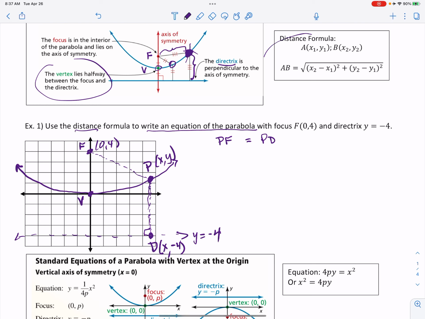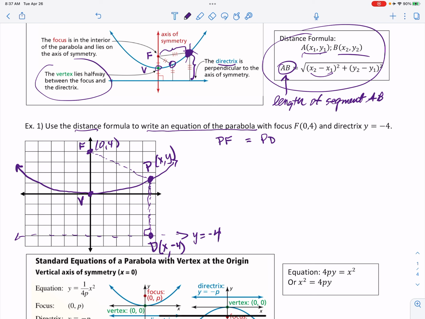Up here we've reviewed the distance formula. When you have two capital letters together without a segment symbol, that represents the length of segment AB from geometry. So here's your distance. If these are your two points, you take the change in x and square it, you take the change in y and square it, add them up and take the square root. That's what we're going to do.